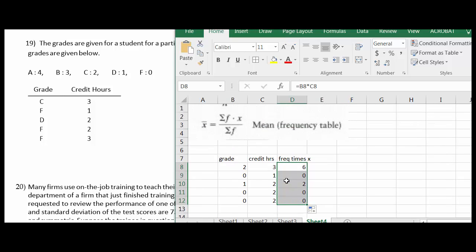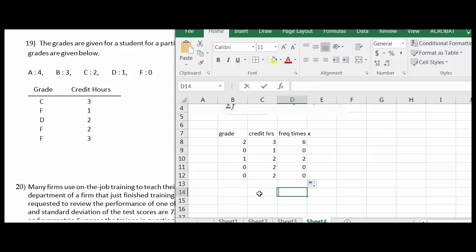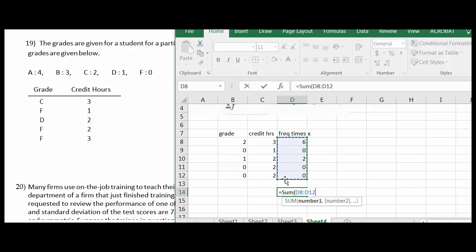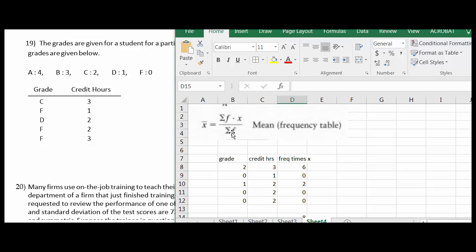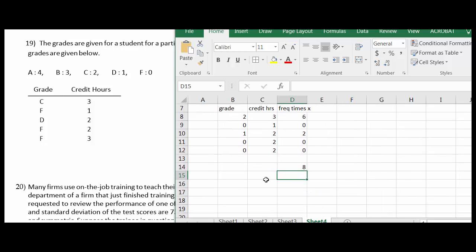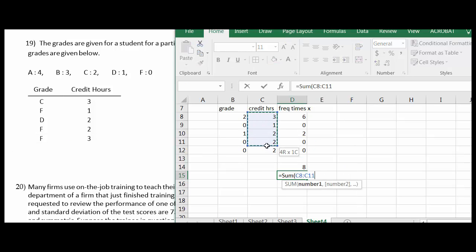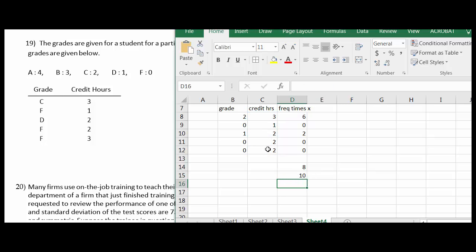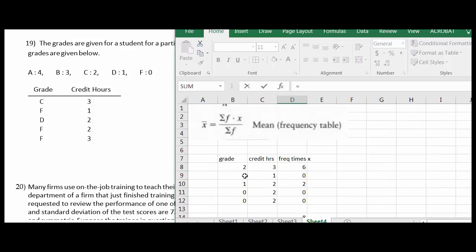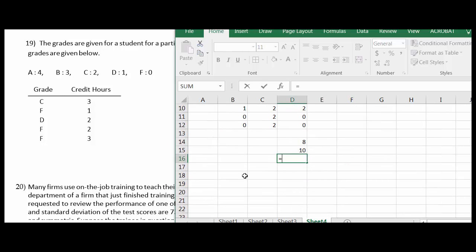Now, according to our formula, I actually want to know what the sum of that is. So I'm going to sum up all of those numbers. And then I want to sum up the total number of credit hours. So I'm going to highlight those. Okay. And then, last but not least, I want to divide.